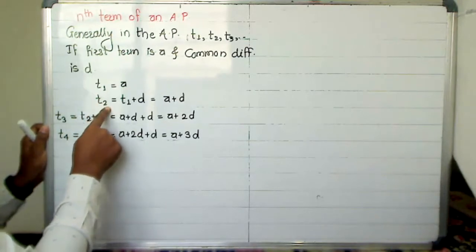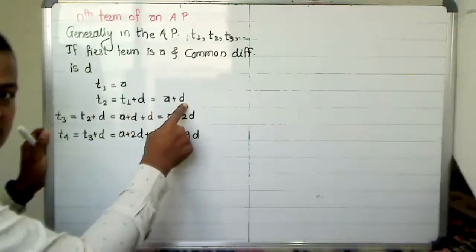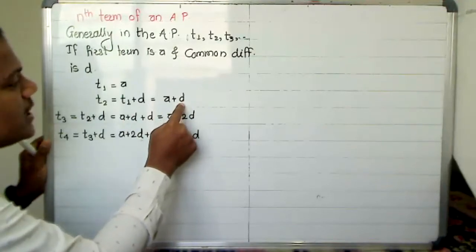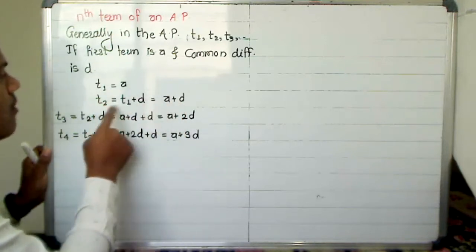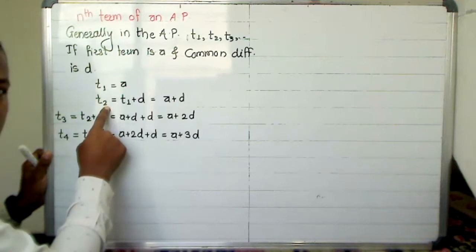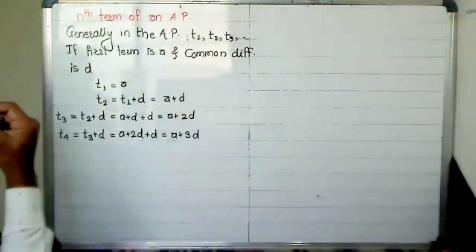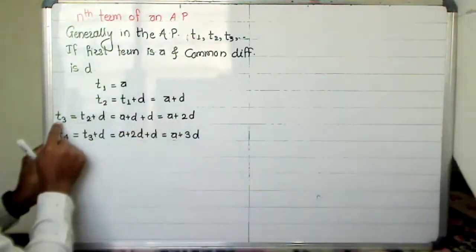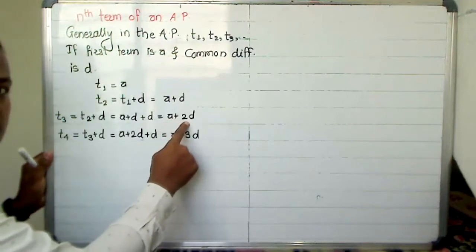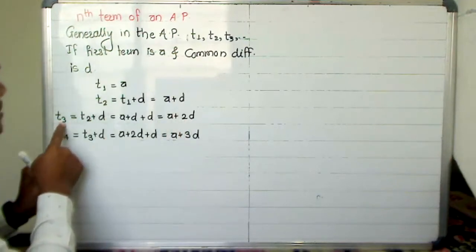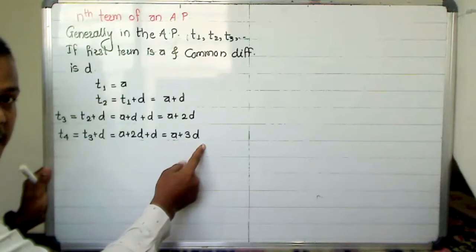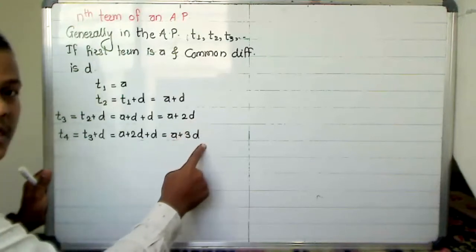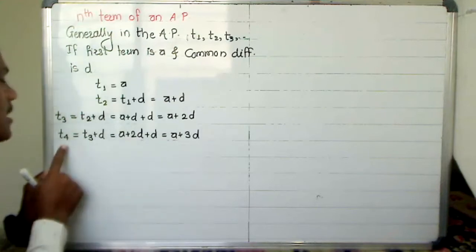Okay, so observe carefully here. If you want to find the value of T2, the value of T2 is A plus D. So the coefficient of D is 1 less than the number of the term. So again, if you observe here, T3 is equal to A plus 2D. So 2 is less than 3 by 1. Again, T4 is equal to A plus 3D. So here again, the coefficient of D is 3, which is 1 less than 4.